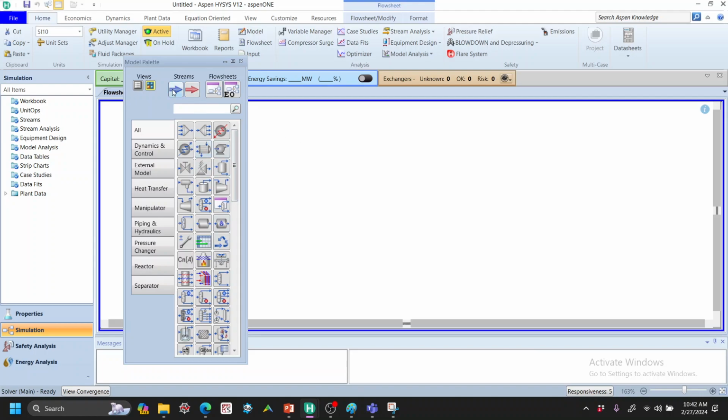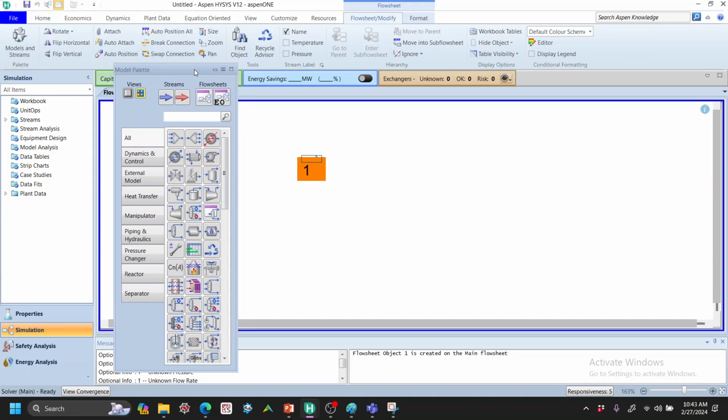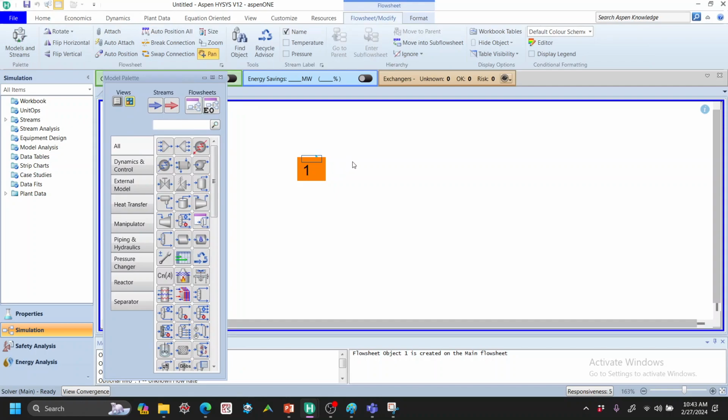Say for example, I want to drag a material stream. Energy streams we don't normally start with; we first start with material streams like this. Just simply drag and drop, and if you go to this flow sheet modify, you can have this pan, and then you can move around like that. You left click and then just move around things like that. Okay.